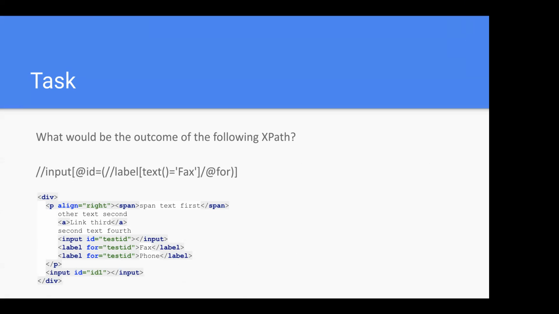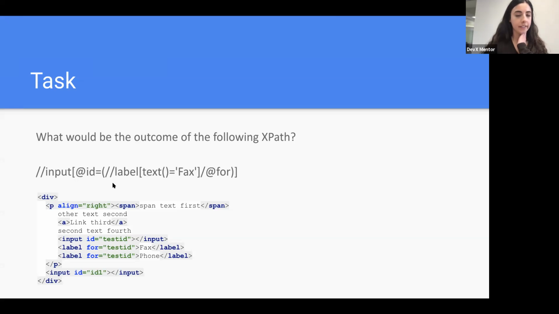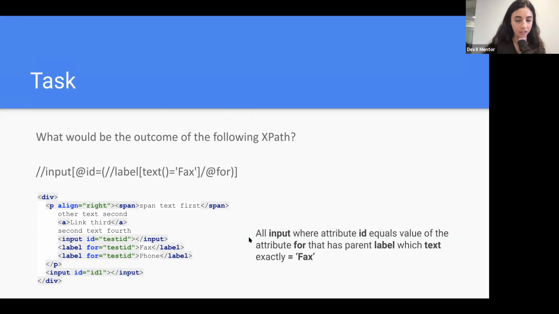All tags of input with ID and then double slash, is it? For all in the current node, from the current node. Yes, so the result for the task, or I don't know how to say that. Anyways, it's going to be all input where attribute ID equals value of the attribute for that has parent label which text equals facts.